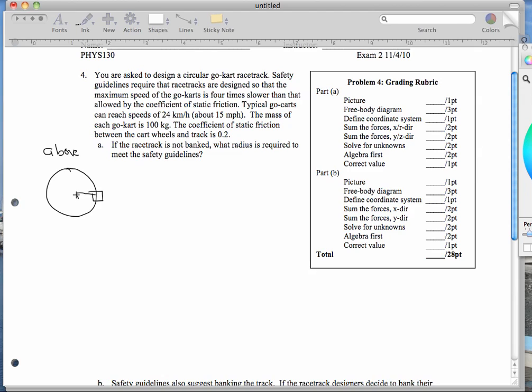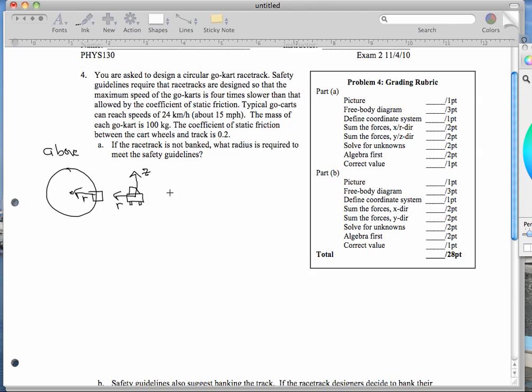This direction towards the center of the circle I'm going to call R. And my Z direction is out of the page, so I'm not going to draw it here. Instead I'm going to draw the back of the car. Here are my tires, this is the body of the car, and imagine this is the trunk of the car. This would be positive Z, and this is positive R.